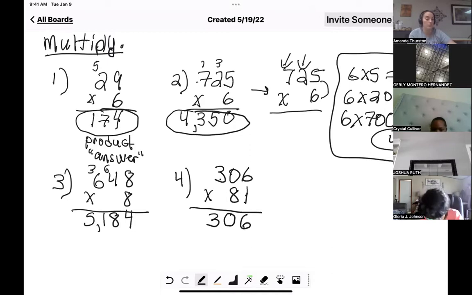Now, because the 8 is in the 10's spot, we have to add a 0 to make it in the 10's spot. This makes up for the fact it's in the 10's spot by adding that 0. Now we can multiply the 8. 8 times 6 is 48. 8 times 0 is 0, but we add the 4.